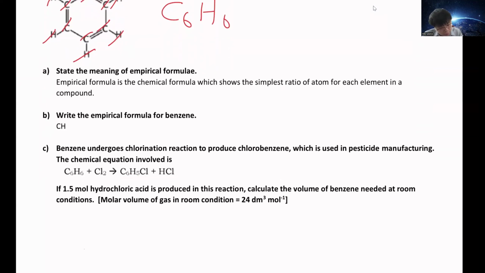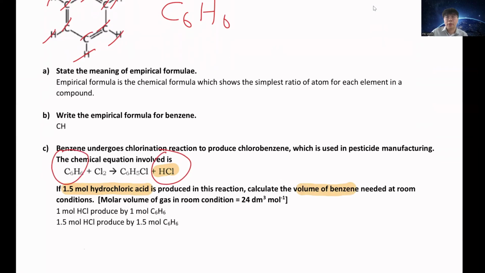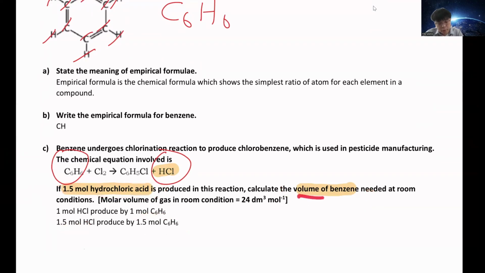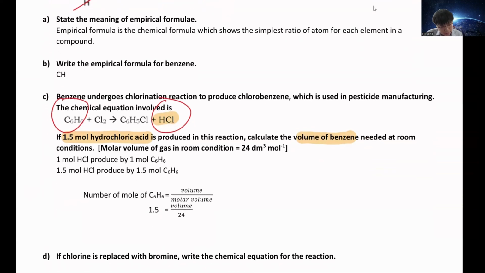So now they ask you, 1.5 mole of hydrochloric acid, how much is the volume of benzene needed? So the ratio between these is 1 to 1. So you need to mention 1 mole HCl is produced by 1 mole C6H6. So therefore, 1.5, you'll get 1.5. Okay, I want volume, so use volume over molar volume. Put in the 1.5, then 1.5 times 24 equals 36 dm3.